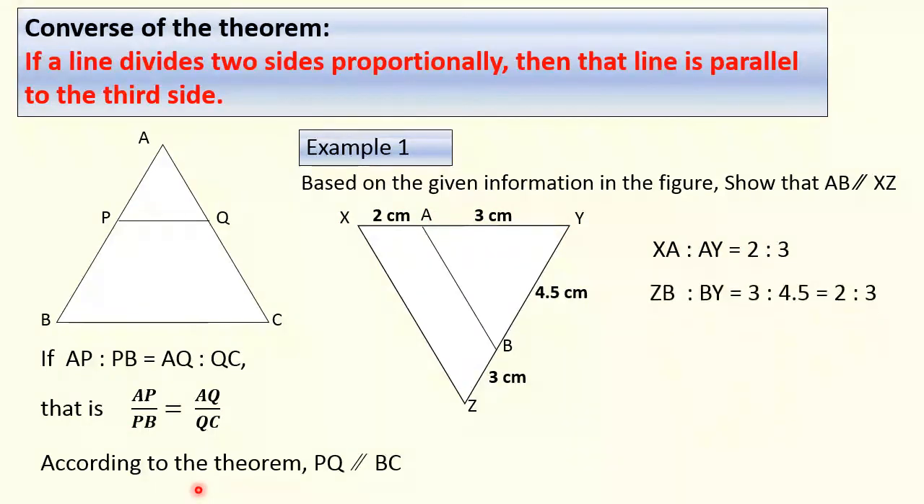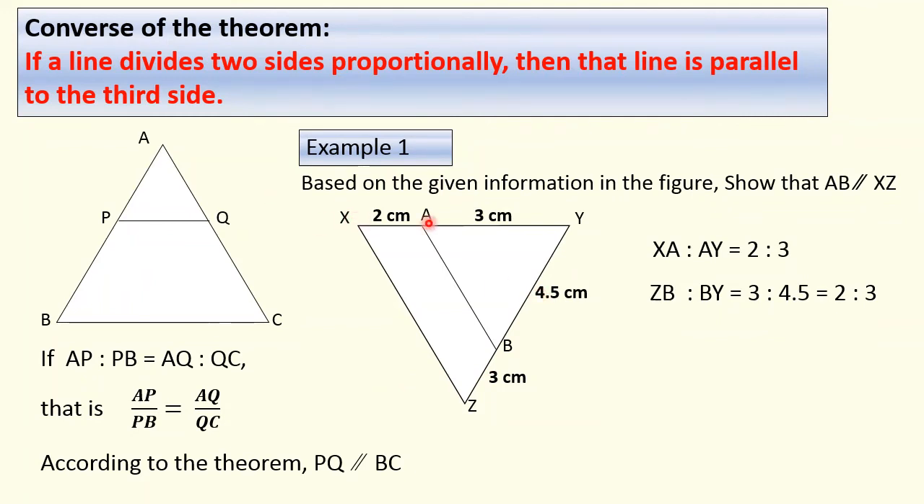Let's go for the ratio of the next side, that means ZY. Here the ratio is given as 3 to 4.5. Let's see the answer for the second side. The 3 to 4.5 can be simplified by dividing by 1.5, and the final ratio of ZB to BY becomes 2 to 3.